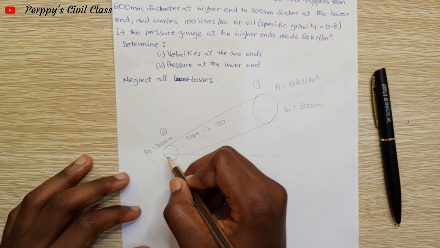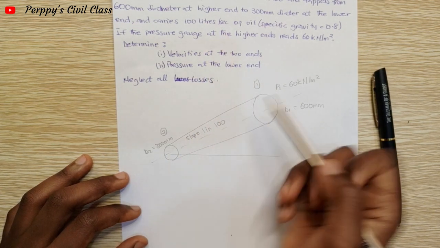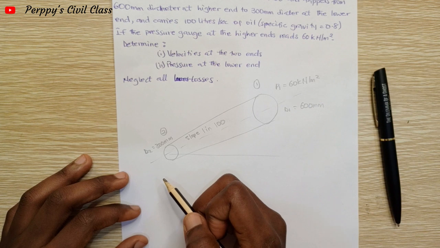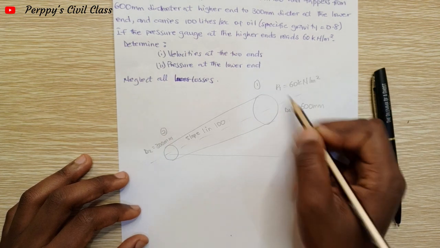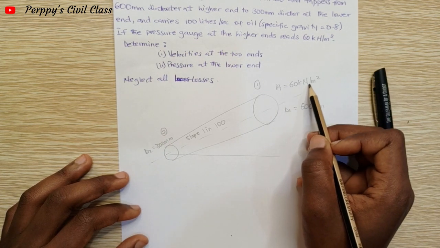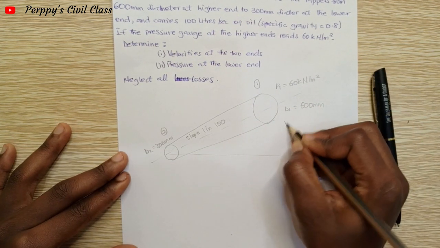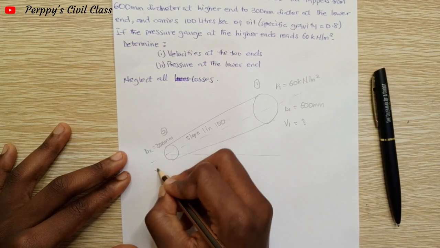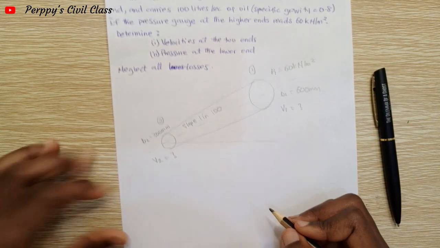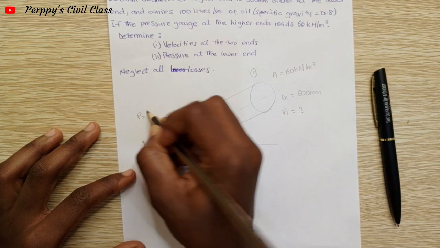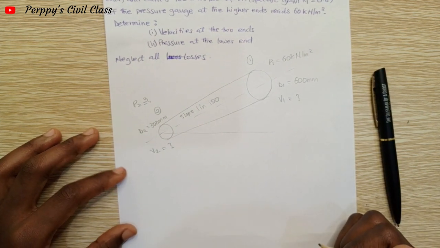It carries 100 liters per second of oil with a specific gravity of 0.8. If the pressure gauge at the higher end reads 60 kilonewton per meter square, determine the velocity at 1, the velocity at 2, then the pressure at the lower end, pressure at 2. Neglect all losses. Let's start.